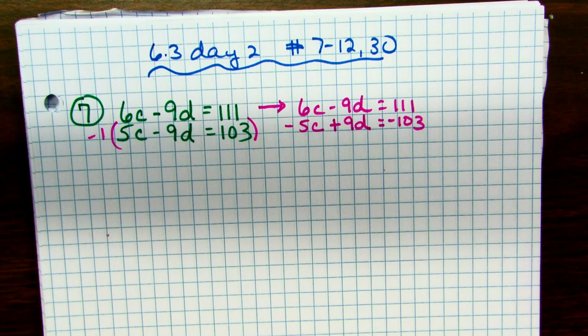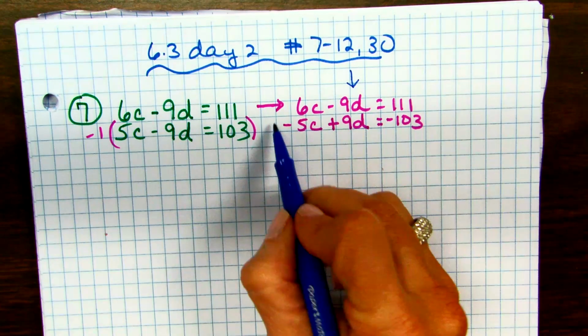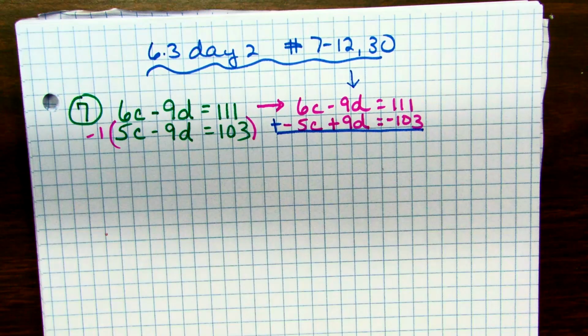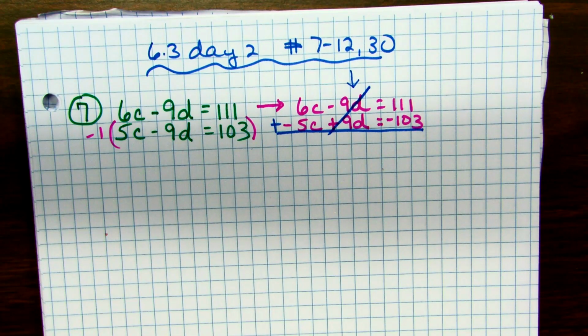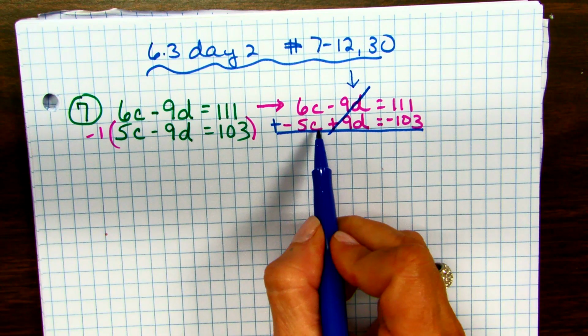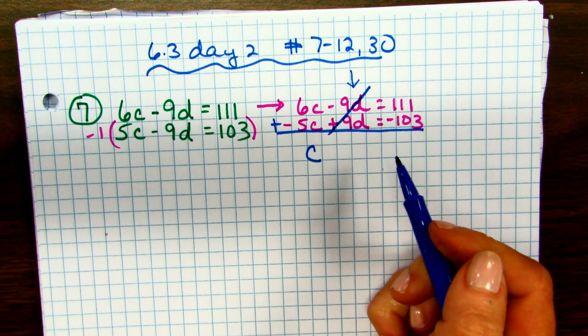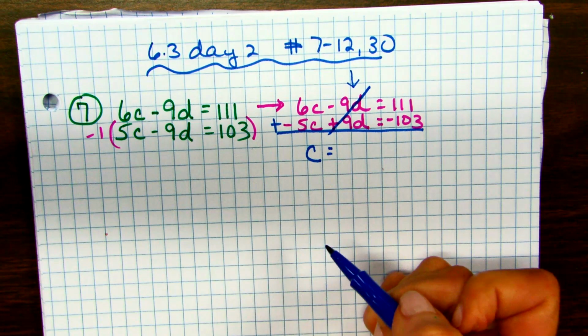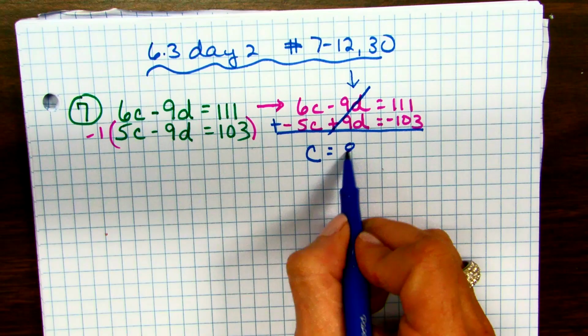Okay? Now, because we do have opposites, see them right there, I can add the system. Because I can get rid of the D's and combine everything else. 6C plus -5C is 1C, but we're not going to put a 1 in front of the C, right? And 111 minus 103, right in my calculator, will give me 8.